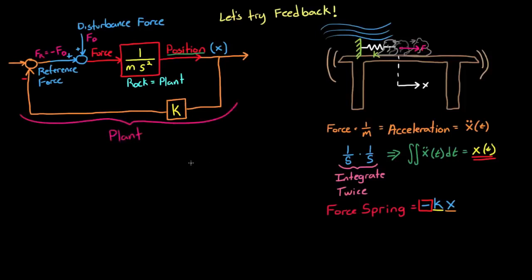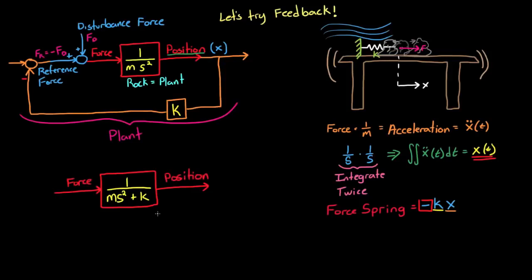But if we treat the spring and mass together as the entire plant, we can rewrite the transfer function in this manner. 1 divided by ms squared plus k. And now this looks like an open loop system. Or more specifically, we're treating the feedback path as the plant and it's accounted for in the transfer function. But mathematically, there's no difference between this transfer function and the system just above it.